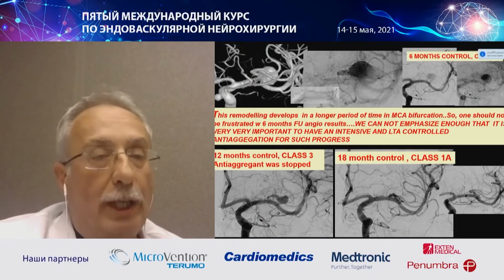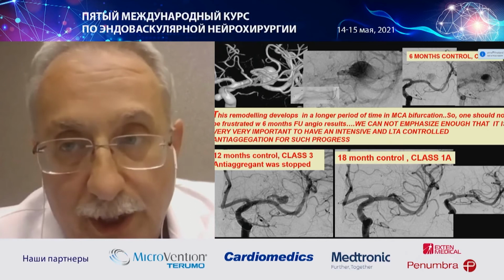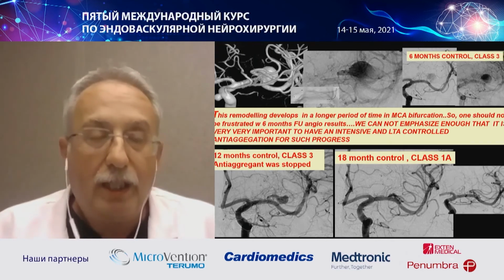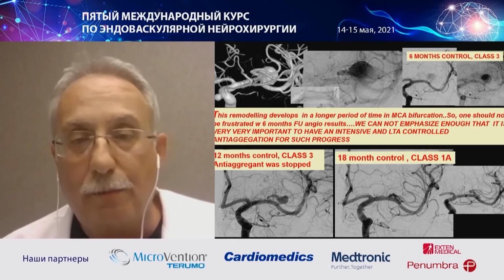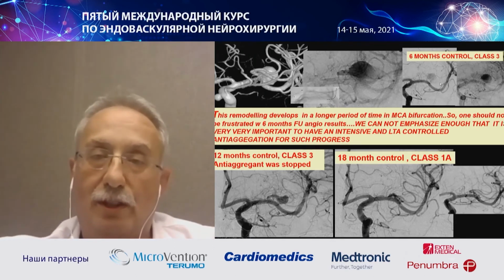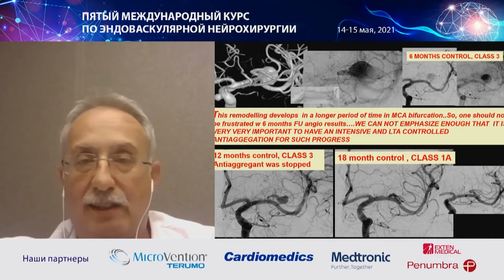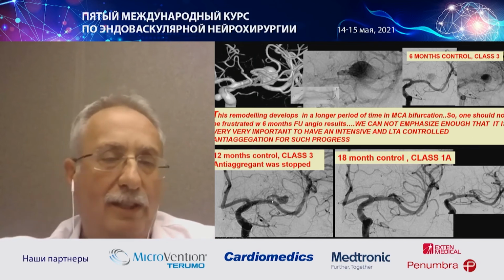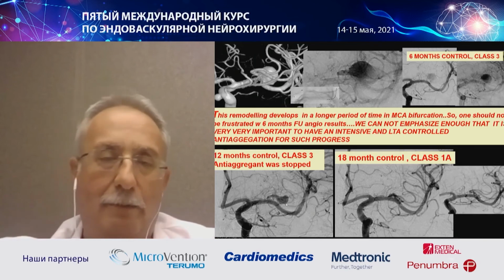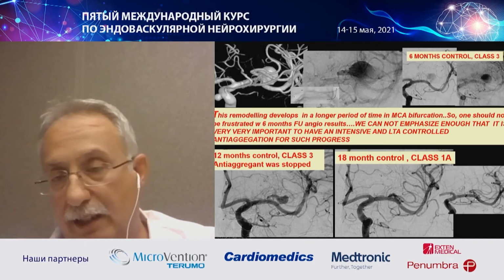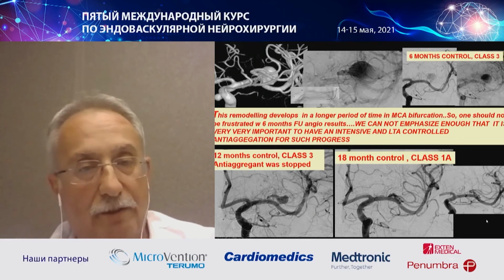But don't expect these results all the time at 6 months, as we used to. This is wrong. This remodeling develops over a longer period of time in MCA bifurcation. You look at the 6 month control, it is frustrating: the vessel is gone, aneurysm is filling, bad result. 12 months, vessel came back, aneurysm still filling, bad result. And 18 months, aneurysm is perfectly gone and we have the new bifurcation.